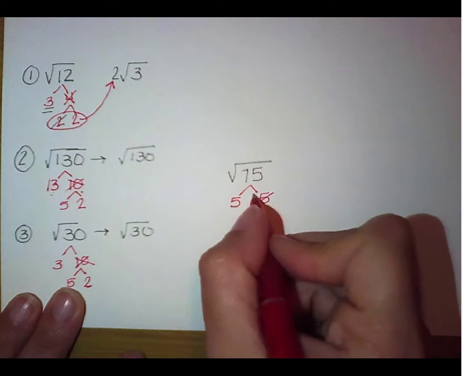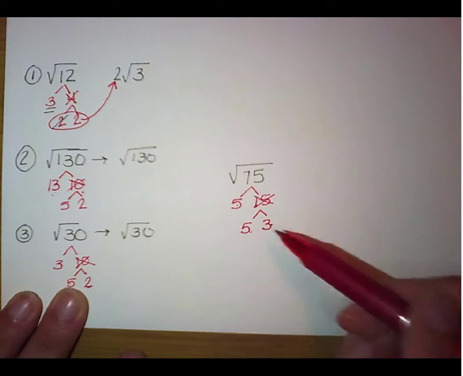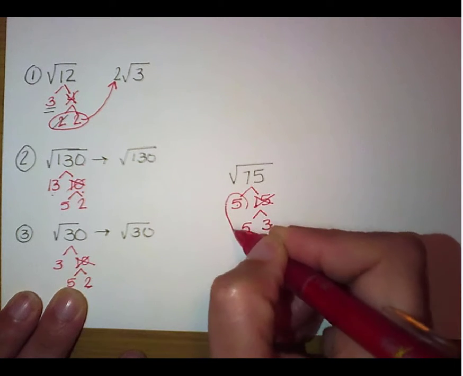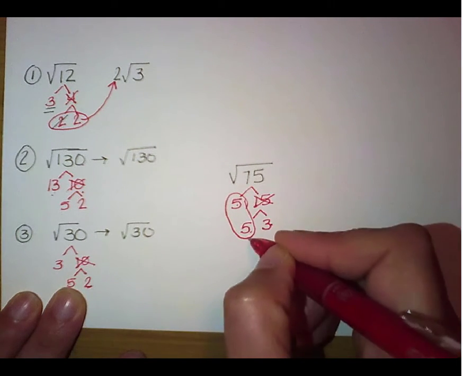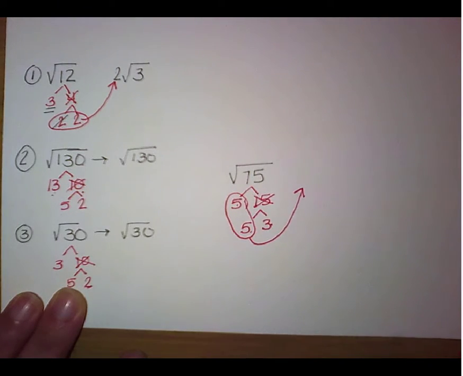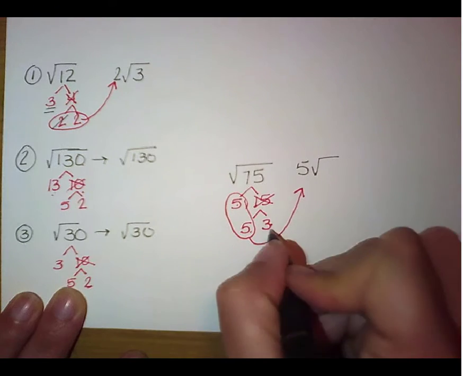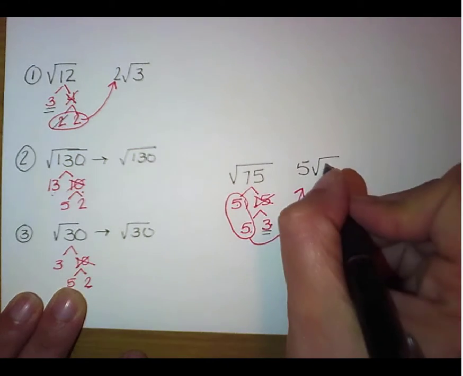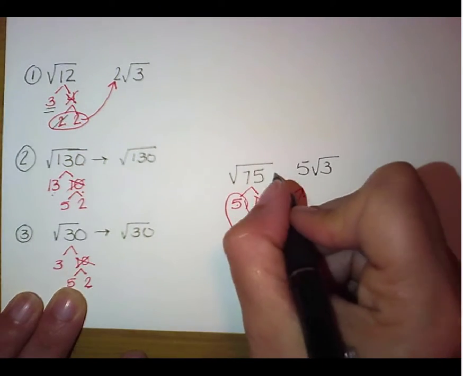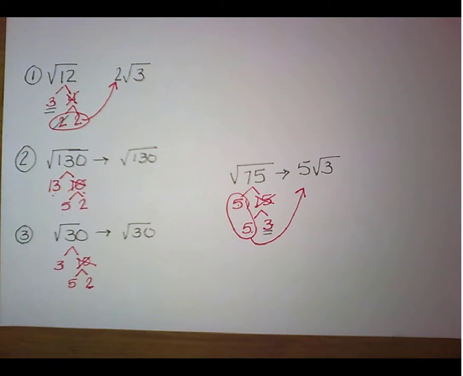Again, I'm not going to look at the 15. I'm only looking at the 5, and the 3. So notice that you do indeed have a pair of 5. So you're going to pull out, again, only one. So that's going to be a 5. Left underneath your radical is a 3, so this would be a 3. And you would end up saying that the square root of 75 is the same thing as 5 square roots of 3.